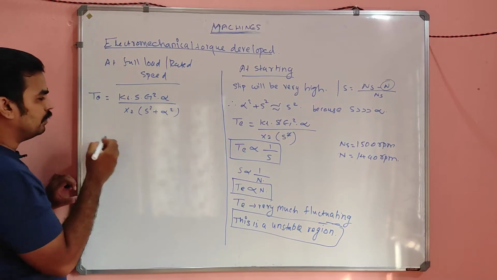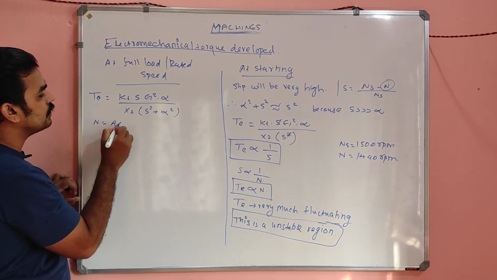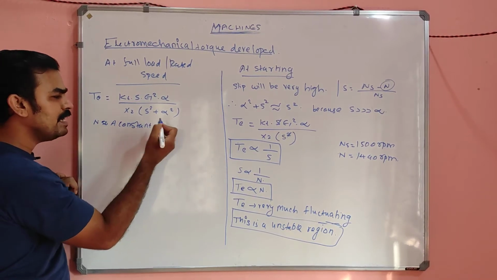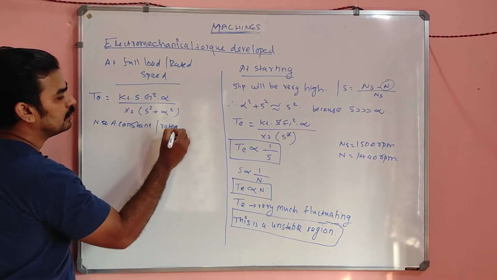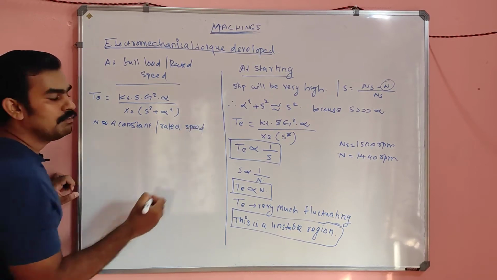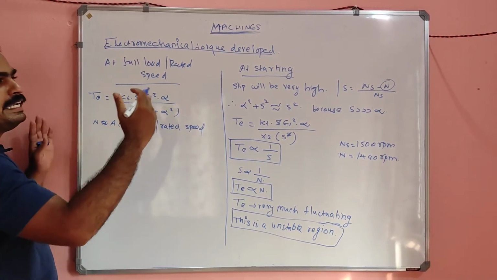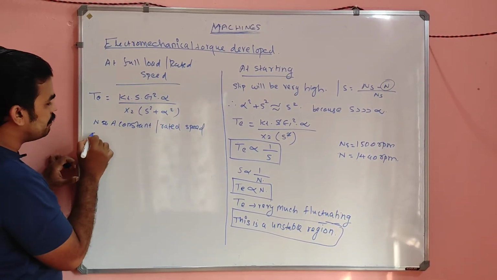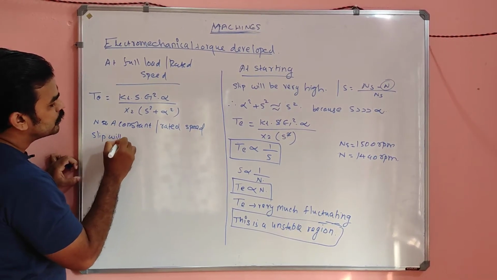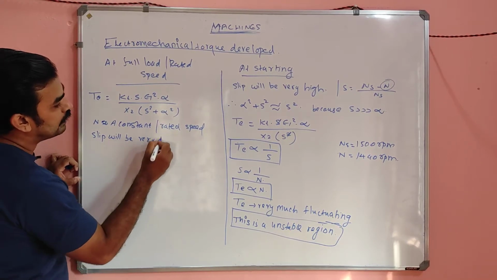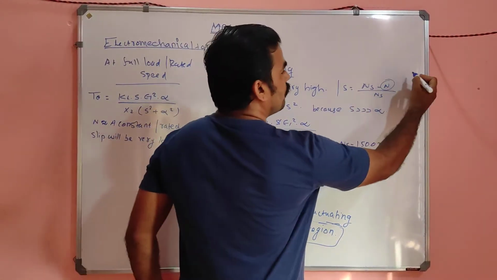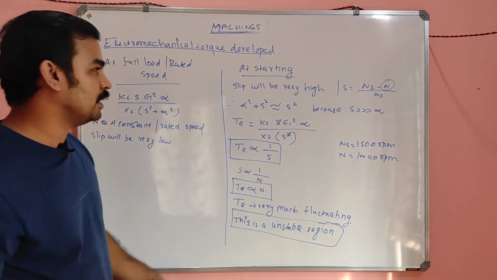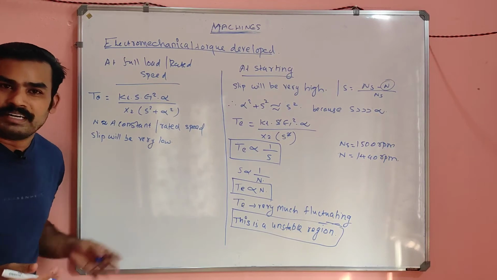So what happened, my dears? At a full load condition, n will be nearly a constant, that means it will be the rated speed. n attains its normal speed. So slip will be very low, because n is normally 1440 rpm. It reached up to 1440 rpm. Then only we can say that it is at rated speed, or at full load condition.